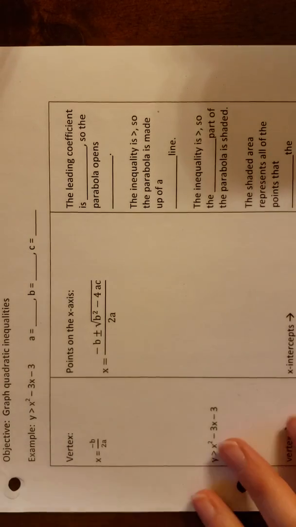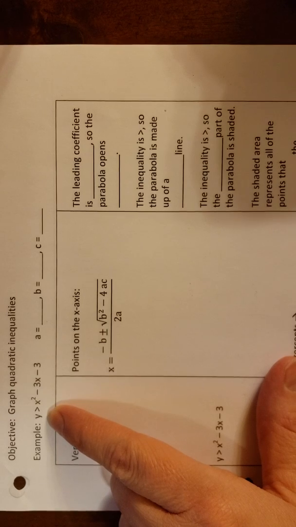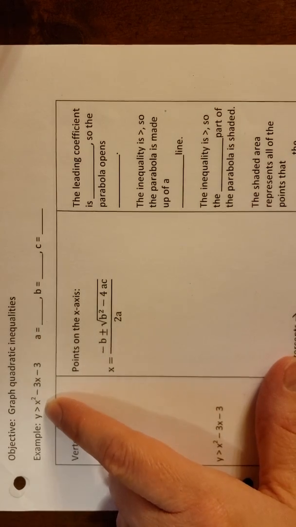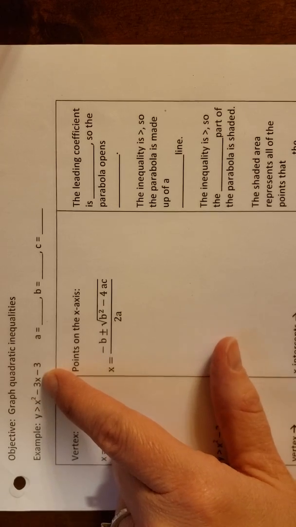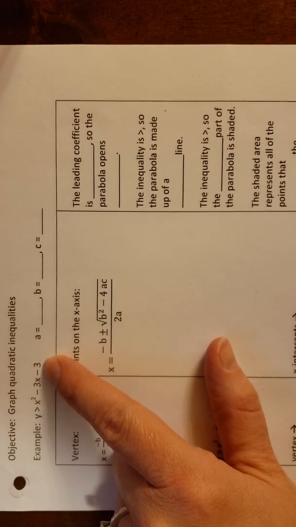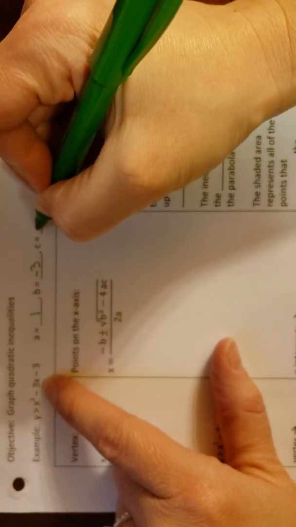Okay, so here is our example inequality. Has a y here, could be a 0, too. We don't have to rewrite, though. It's in standard form. Here's the square, here's the x, and then no variable here. So a is 1, b is -3, c is -3.